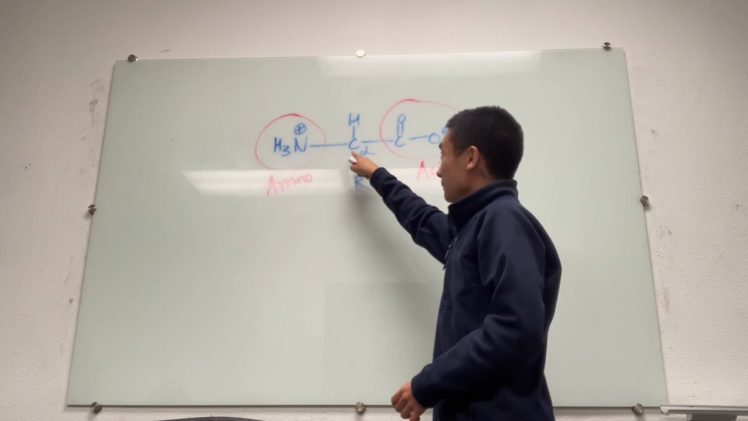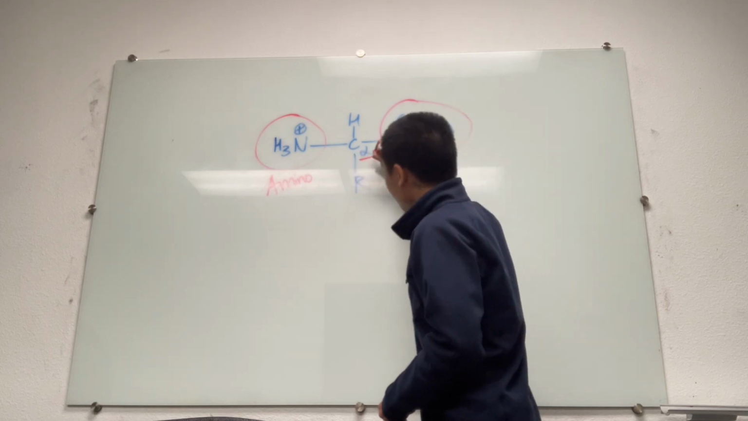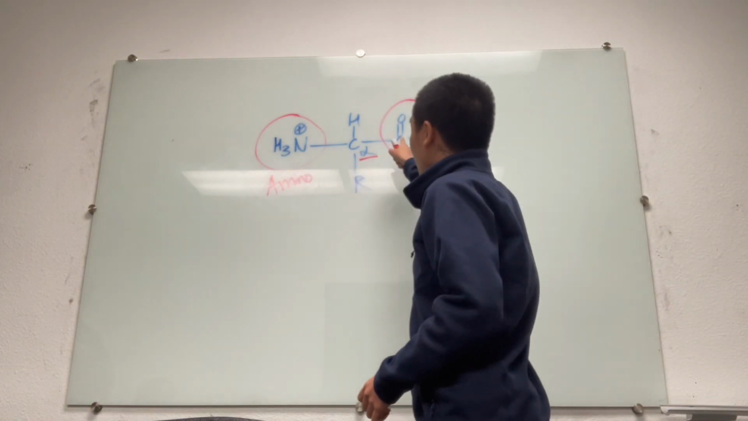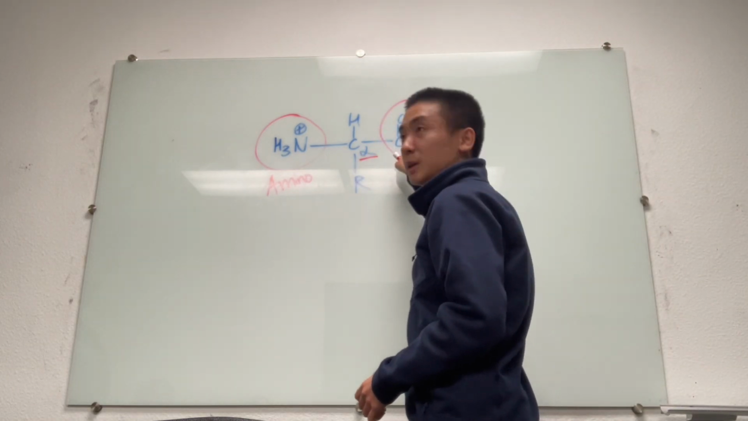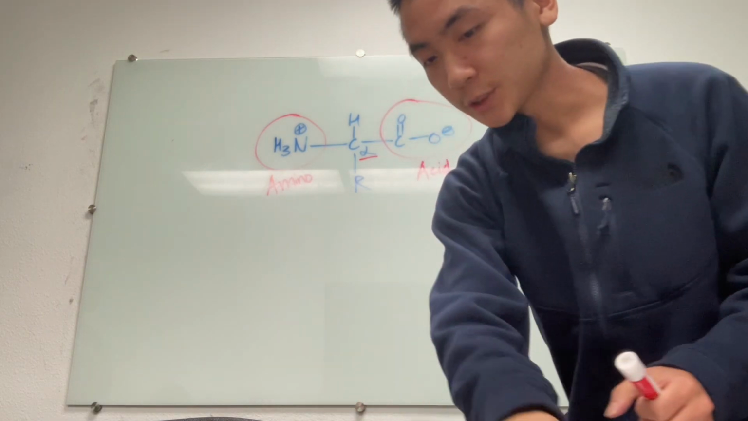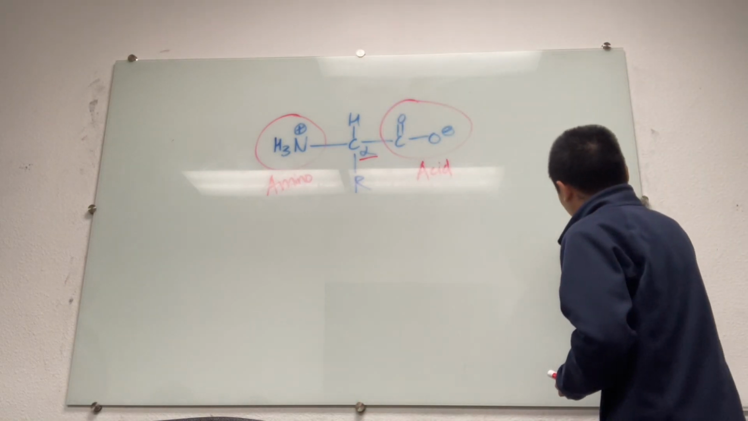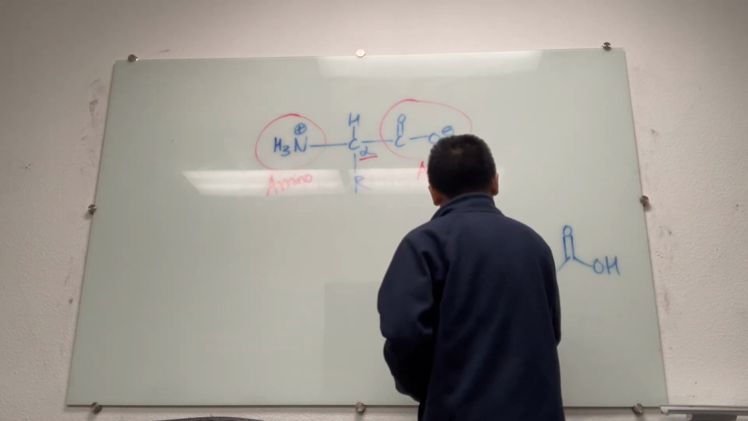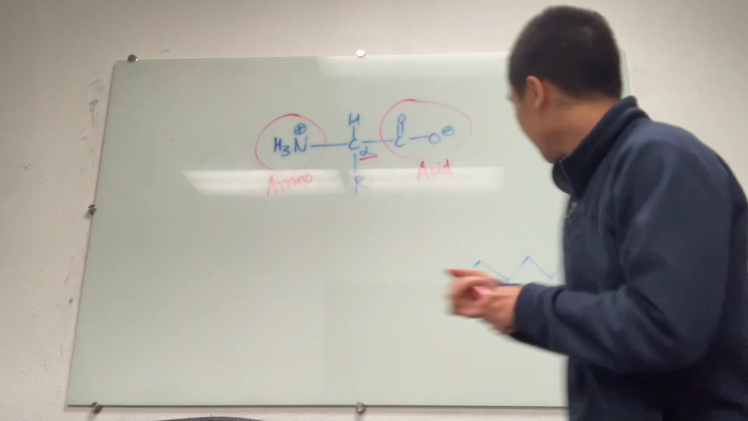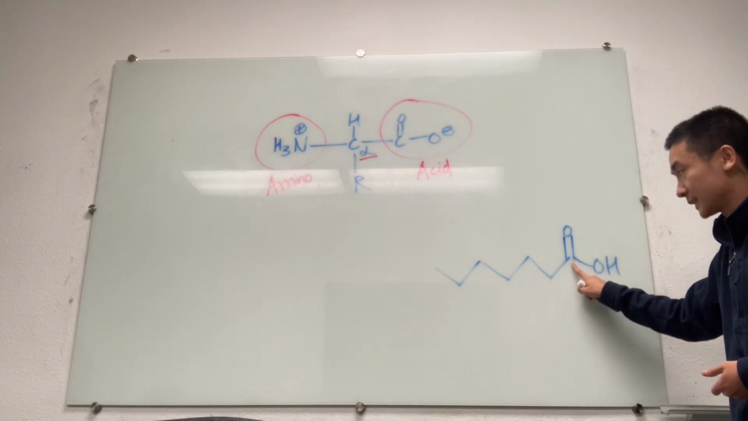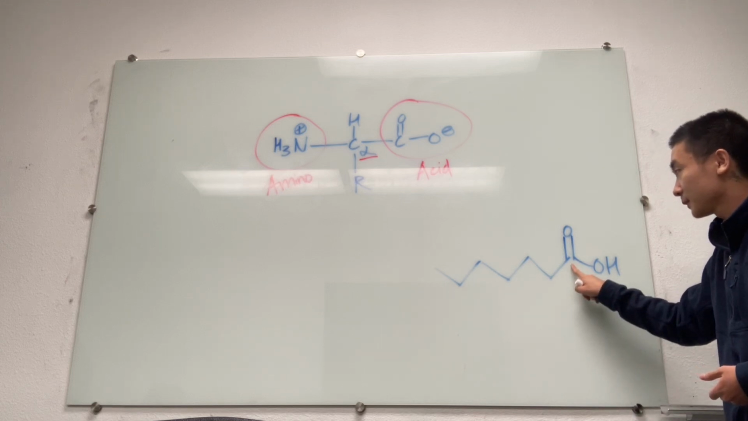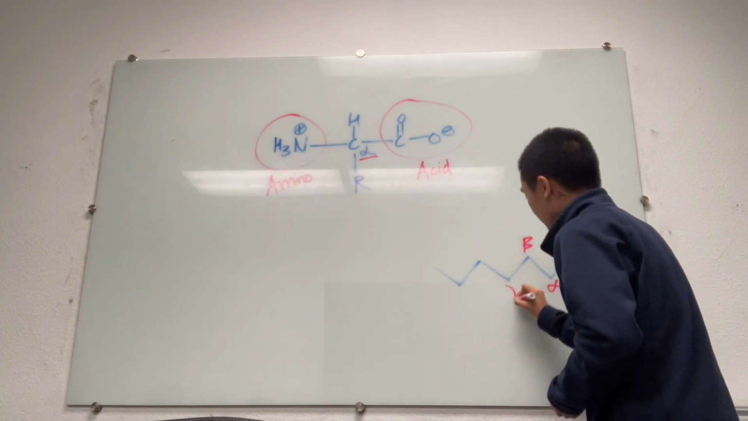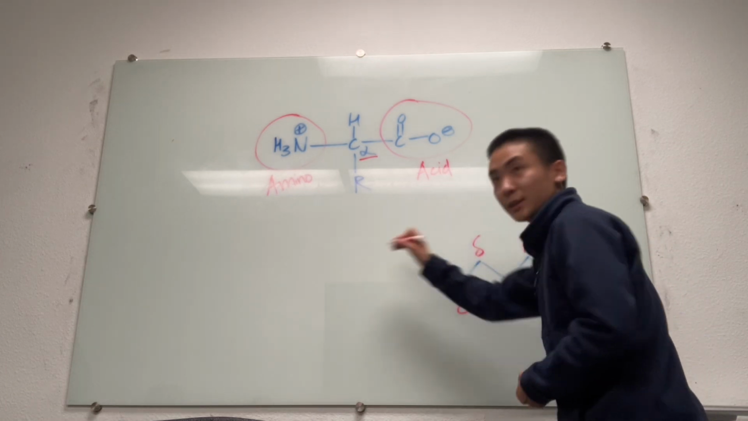This carbon right here is the alpha carbon. It's called the alpha carbon because it's the first carbon away from the carbonyl carbon, the carboxylic acid carbon. I'm going to draw a structure that's not an amino acid, where we have a carboxylic acid like this and a long chain. This is the carbonyl carbon. The first carbon away from it is the alpha carbon, the second is the beta carbon, and then gamma, delta, epsilon, and so on.